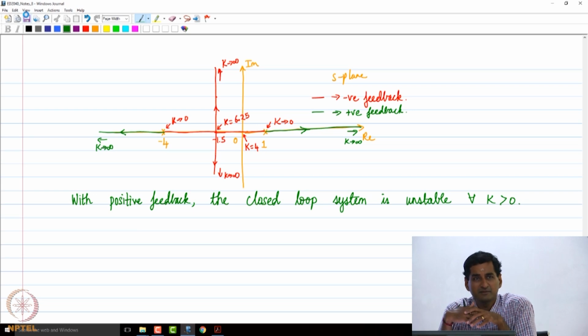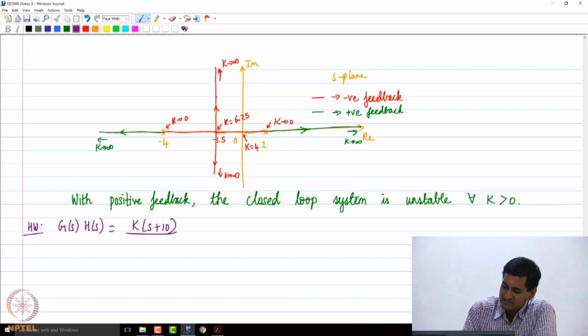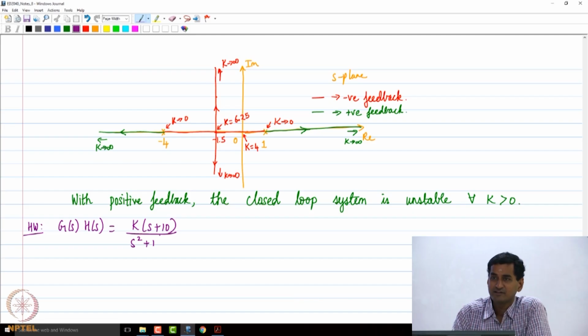But I hope the steps are clear and how we constructed the root locus for this particular case is clear. Now, what I want you to do is repeat the same exercise for the second problem that we did. Do you remember what was the open loop transfer function? I think it was k times S plus 10 divided by S squared plus 1, am I correct? Was it the second example that we considered last class? K greater than 0.